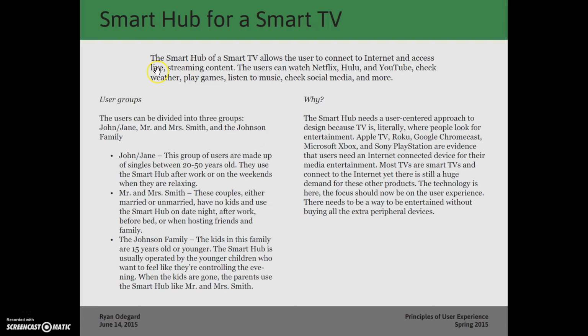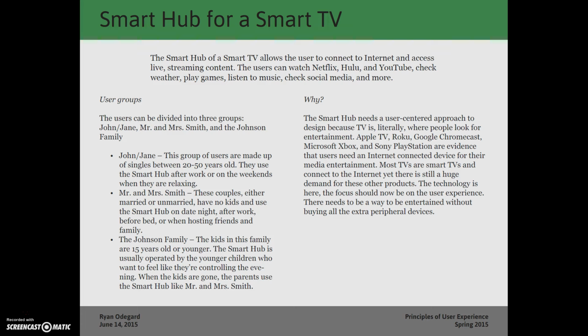So to recap, the Smart Hub of a smart TV allows the user to connect to the internet and access streaming content. If they want to watch Netflix or Hulu, you can do that. You can check weather, listen to music, pretty much anything you can do on the internet, you can do through the Smart Hub. I divided the users into three different groups.